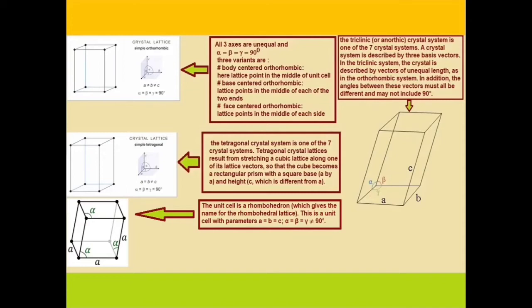hand side, at the upper corner, the triclinic or anorthic crystal system is one of the 7 crystal systems. A crystal system is described by 3 basis vectors. In the triclinic system, the crystal is described by vectors of unequal length, as in the orthorhombic system. In addition, the angles between these vectors must all be different and may not include 90 degrees. So this is all about the 7 different configurations.